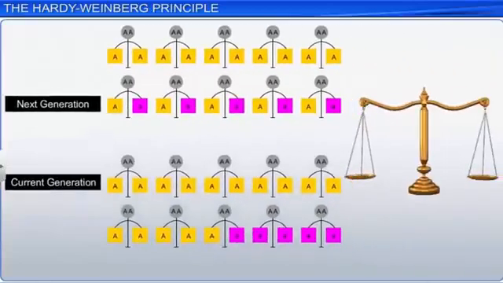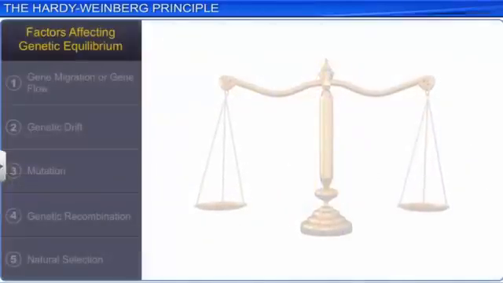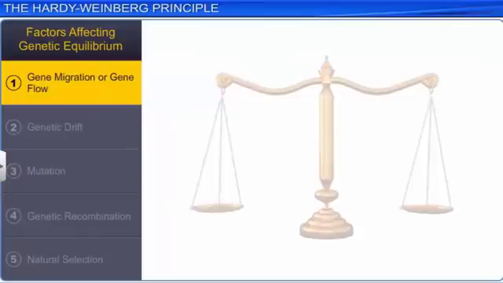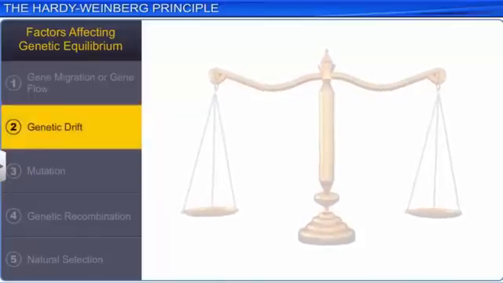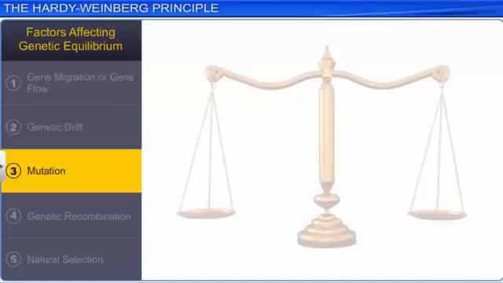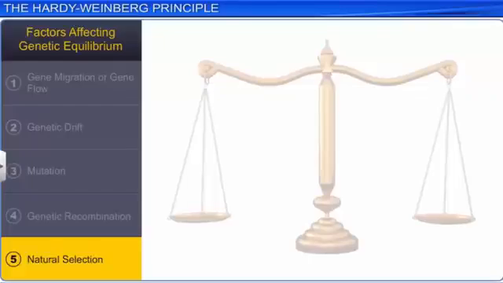Genetic equilibrium serves as a baseline against which we can measure genetic change. However, it is affected by several factors such as gene migration or gene flow, genetic drift, mutation, genetic recombination, and natural selection.